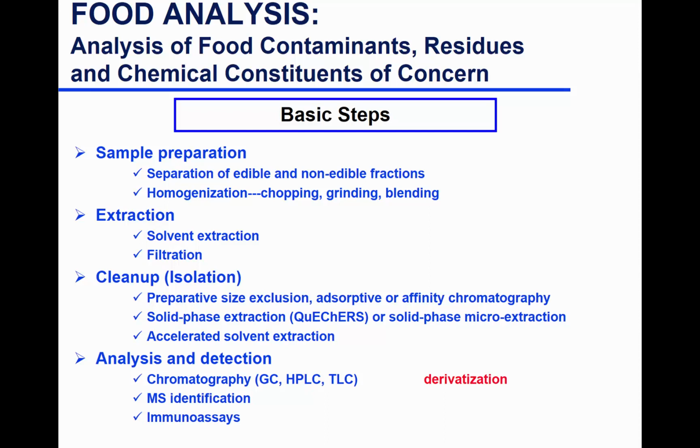Sometimes you use solvent extraction. Sometimes, after solvent extraction, you do filtration for purification. And then the cleanup. And this is what I said: either you do size exclusion, adsorptive, or affinity chromatography for more cleanup and concentration, or you do solid phase extraction or solid phase microextraction for smaller samples, or samples that have your constituent at a very low concentration.